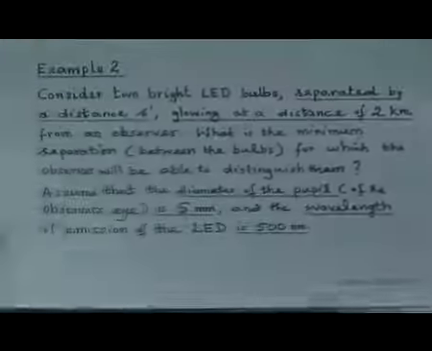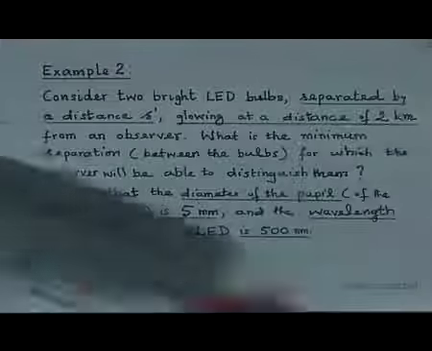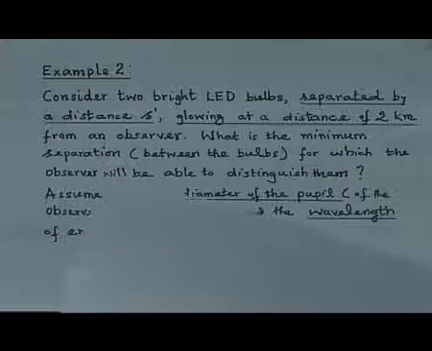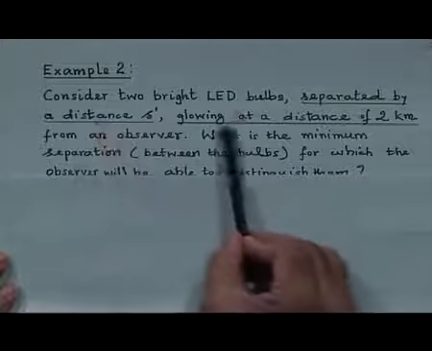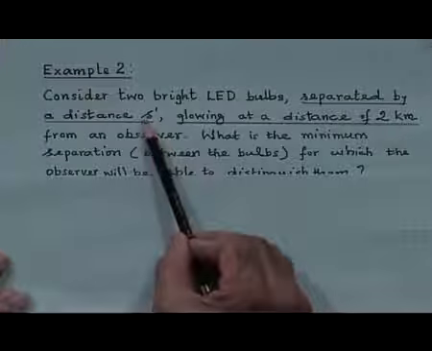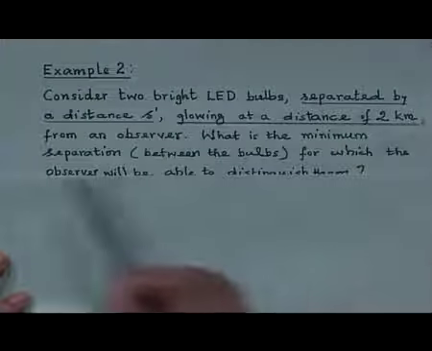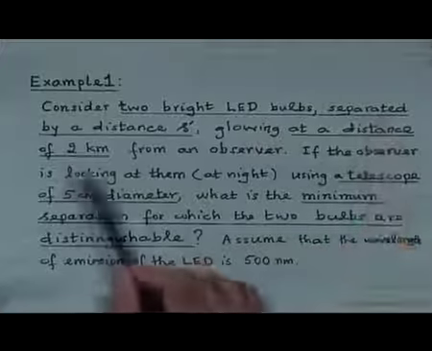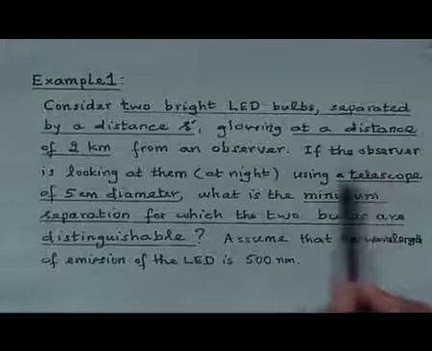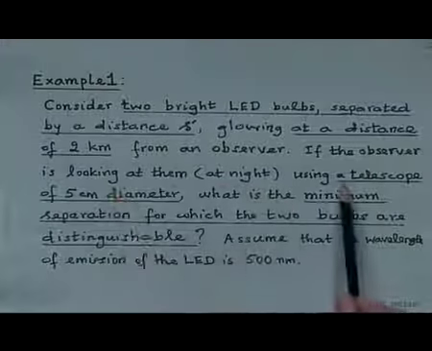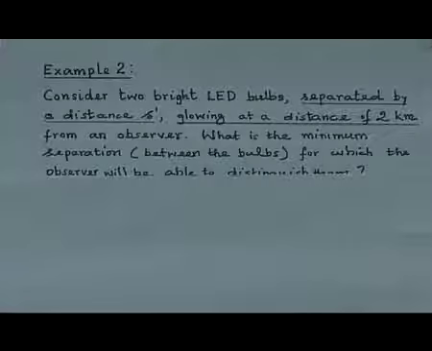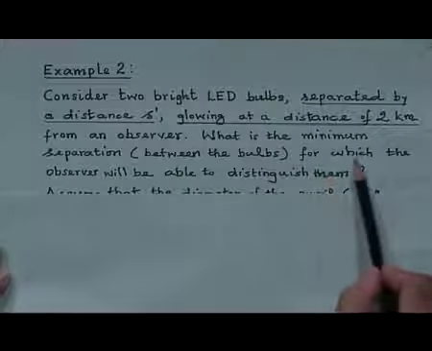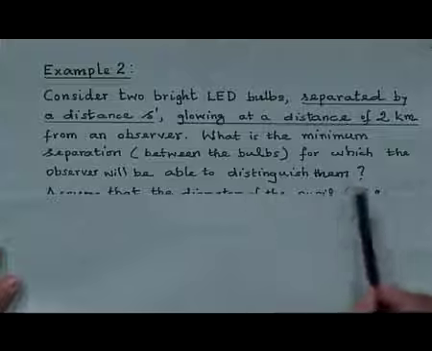So, example 2. Here I have taken the same problem, the same example, except that now we are not observing with the telescope, but observing with the human eye. Consider two bright LED bulbs separated by a distance S dash glowing at a distance of 2 kilometer from an observer. The first sentence is the same. But in the second sentence, earlier the observer was looking at them using a telescope, but now the observer is not looking at them using a telescope. What is the minimum separation between the bulbs for which the observer will be able to distinguish them?